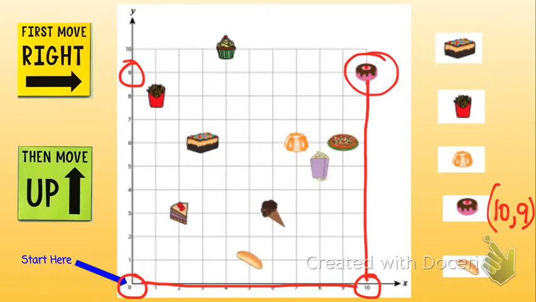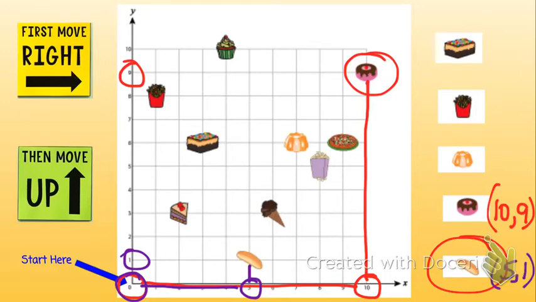Alright, and the last is this bagel. Let me get a different color here so you guys can follow it a little easier with me. So again, start at the origin, I go over, that's 5, I go up, that's 1, so it's 5, 1. So our piece of bread is 5, 1. I'm sure you got those 3 items correct. Good job, guys. Let's continue.